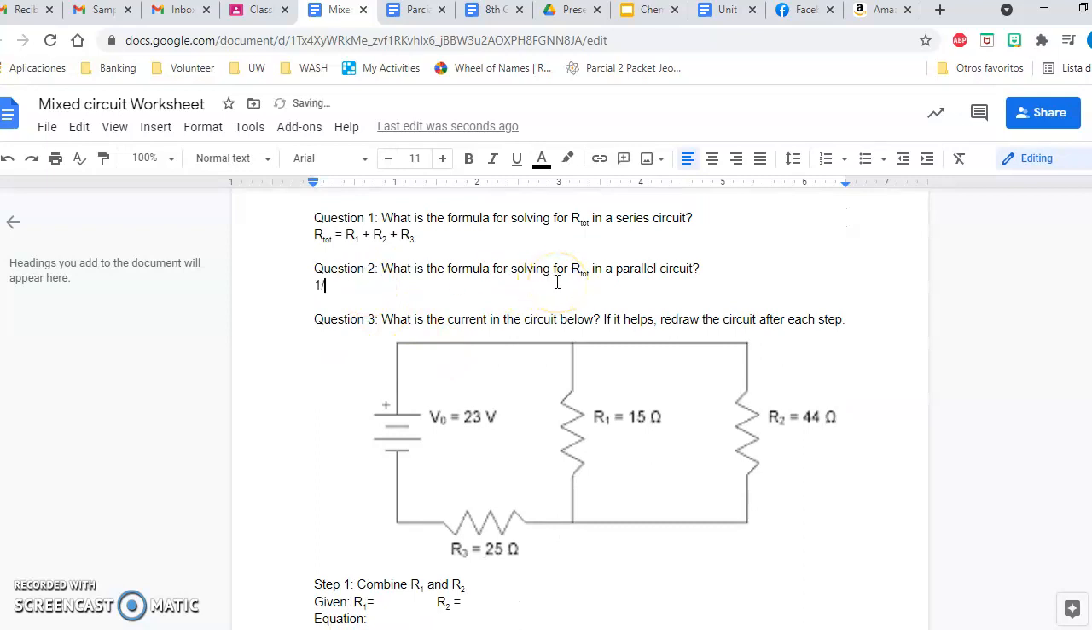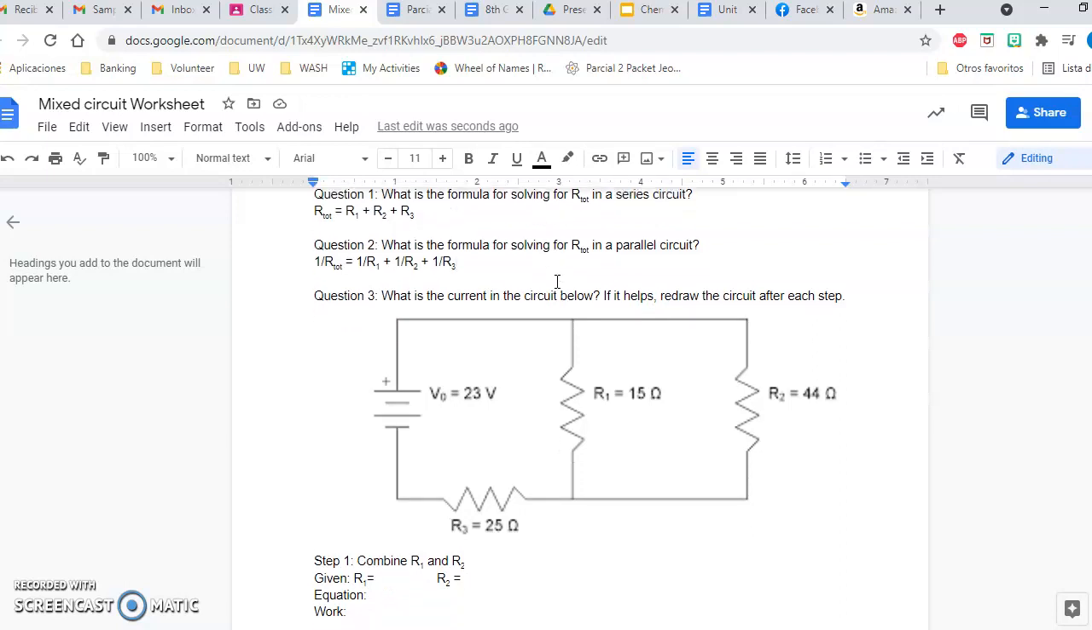This can go all the way up to 20, 30, as many as we need. For parallel, we've learned it's a little bit harder. 1 over R total is equal to 1 over R1 plus 1 over R2, and again, just like our other one, we can keep going as long as we need, plus 1 over R3. So that is our questions 1 and 2.